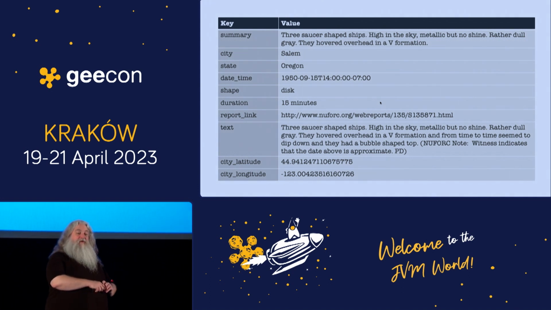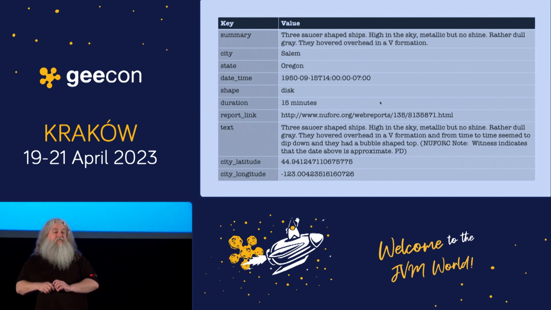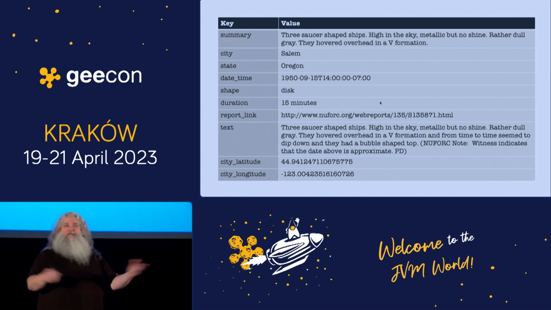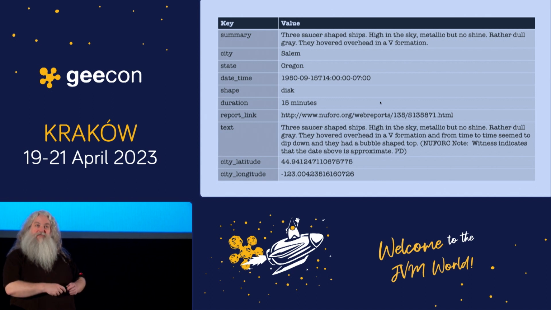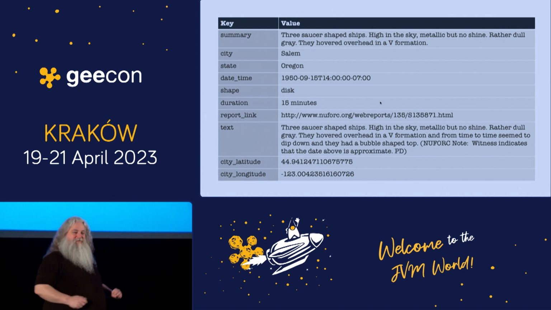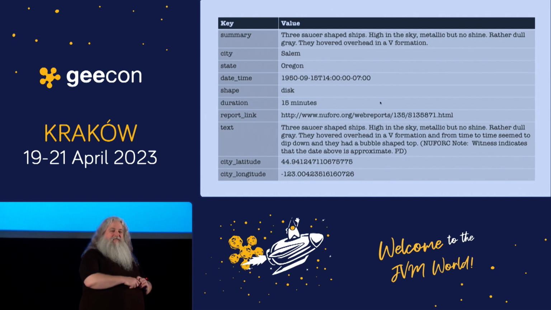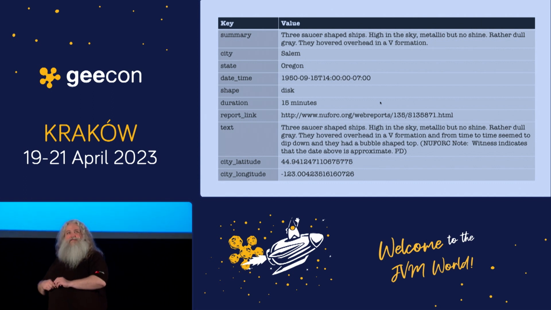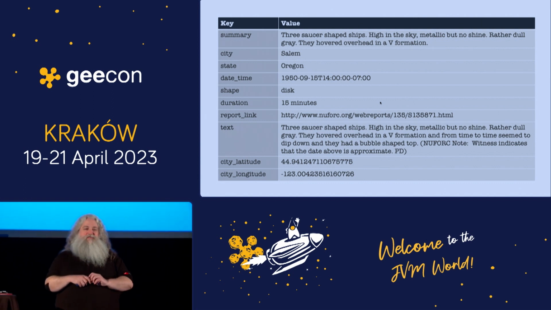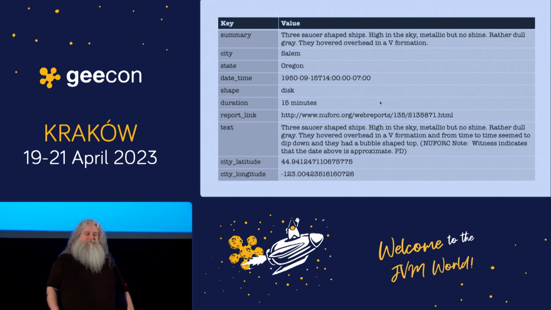He has the city and state where it occurred. This was in Salem, Oregon. Obviously, this data is from the National UFO Research Center in the United States, so they're all states and cities. It's got the date and time that it happened in convenient ISO 8601 format here. So this one happened on September the 15th of 1950 at about 2 o'clock in the afternoon.